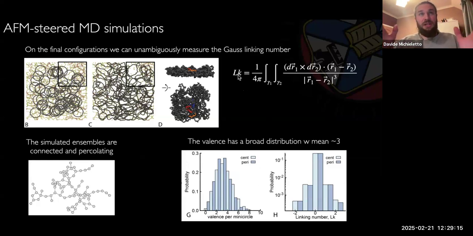This linking number, if I do it for every ring, gives me the linking valence. So how many rings are linked to any other ring in the network? And what we find is that they are distributed, and the distribution is peaked at 3. So each ring is linked to another 3 rings. Okay, so the linking valence is 3, which is the same as what Cozzarelli found in 1995, but through a completely different method. And now we also have a distribution and the network topology as well.